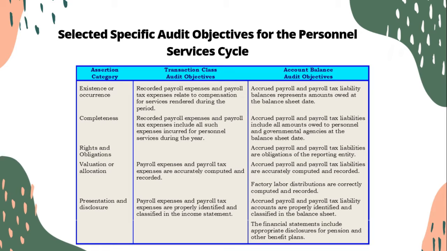The last one is the presentation and disclosure category. In transaction class audit objective, payroll expense and payroll tax expense are properly identified and classified in the income statement. In account balance, accrued payroll and payroll tax liability accounts are properly identified and classified in the balance sheet. The second is the financial statements include appropriate disclosure for pension and other benefit plans.